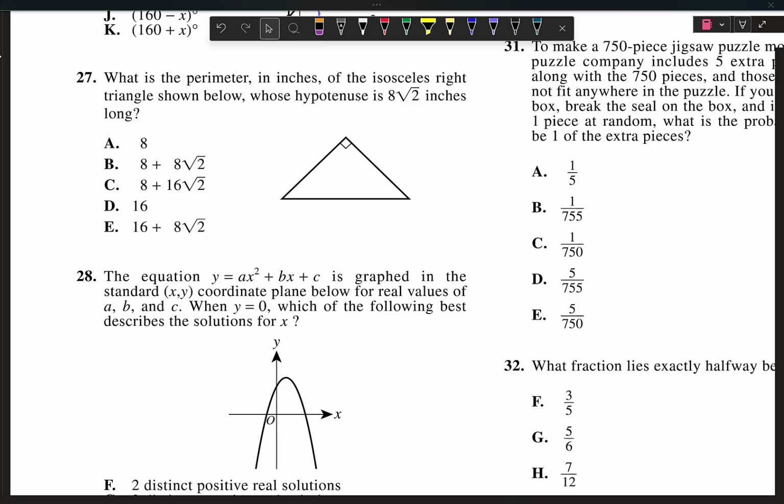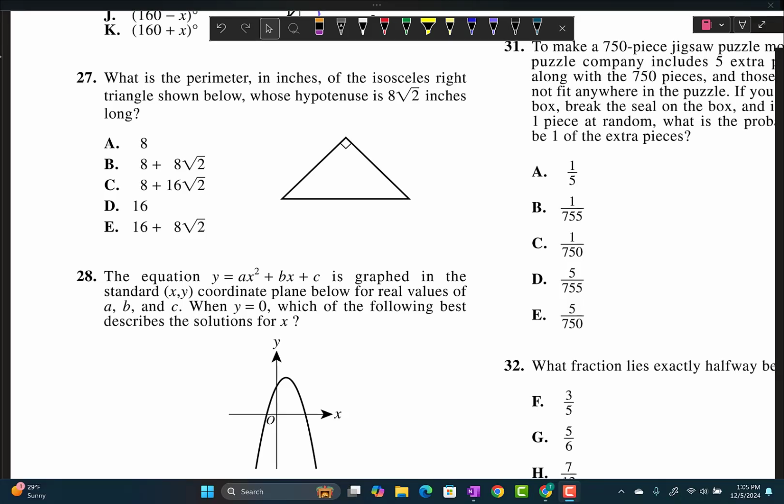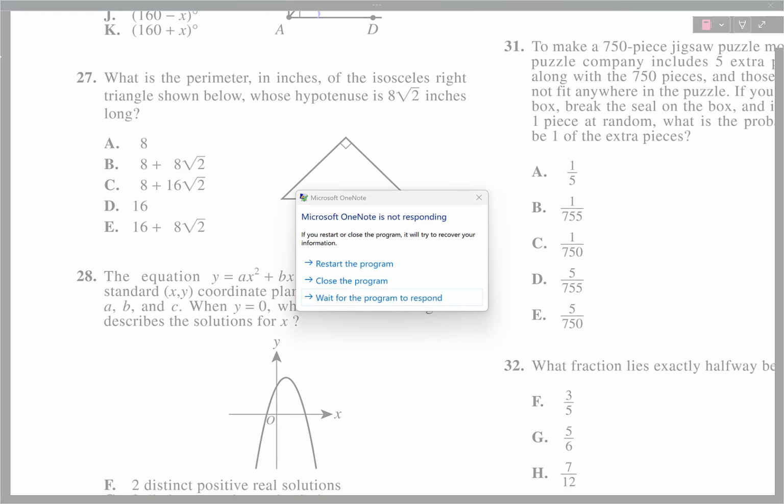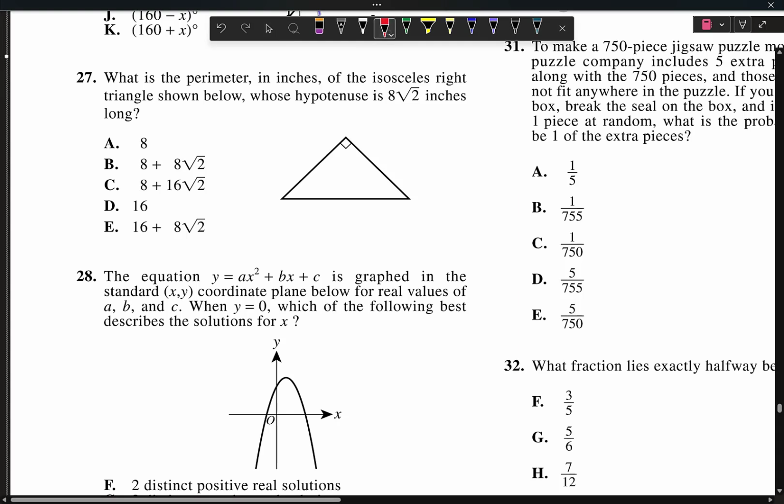All right, 27. What is the perimeter in inches of the isosceles right triangle shown below, whose hypotenuse is 8 radical 2 inches long? All right, so the hypotenuse I've labeled 8 radical 2. It's an isosceles right triangle, which means these two legs are going to be congruent, which means this is a 45, 45, 90-degree triangle. So let's think about this just for a second.